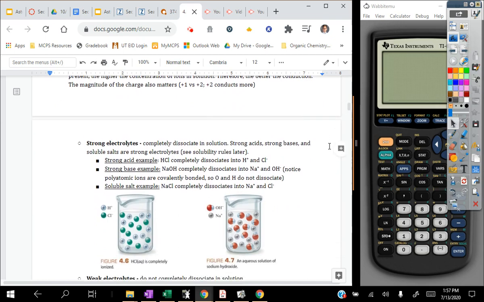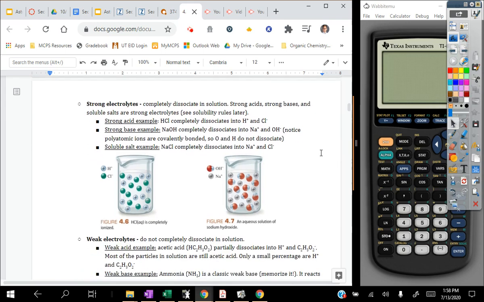There are both strong and weak electrolytes when we talk about the extent of their conductivity. We're going to break them down into three classes. Strong electrolytes are things that completely dissociate in solution. Strong acids, strong bases, and soluble salts are all examples of strong electrolytes. We will discuss solubility rules later for how to predict these.